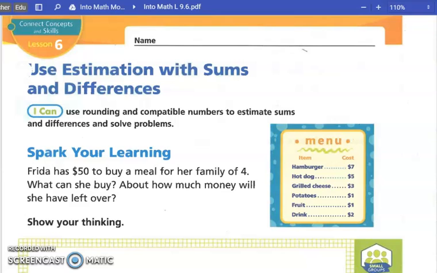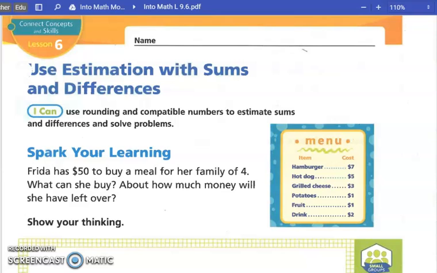Okay, today we're looking at lesson 9.6, use estimation with sums and differences. Yesterday and Monday we estimated quite a bit. Yesterday we did it by rounding numbers. Today we're going to take that rounding and put it to good use with estimating. I can use rounding and compatible numbers to estimate sums and differences and solve problems.